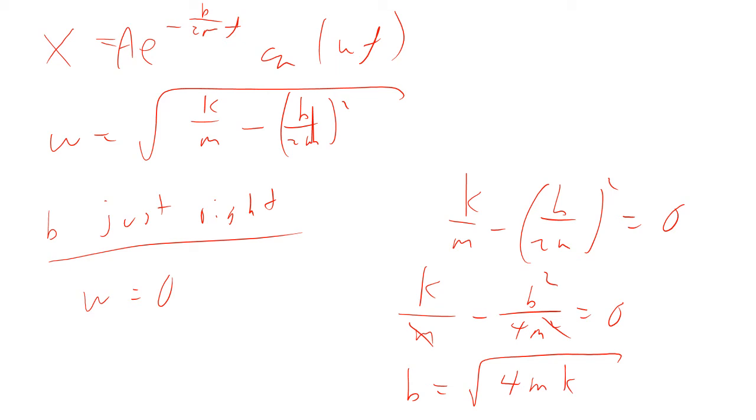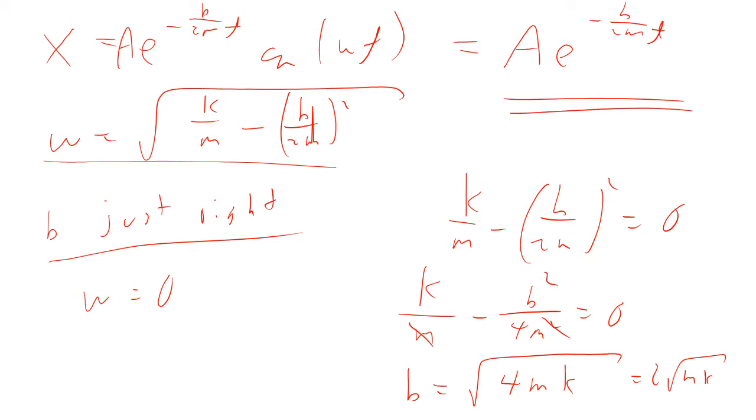Now, if b is equal to that, or 2 square root mk, if b is equal to that, then omega is 0, and so we end up with a e to the minus b over 2m t. That's exponential decay. So in this case, you pull something out of position and it drops back exponentially fast to where it started. And so we call this critical damping.